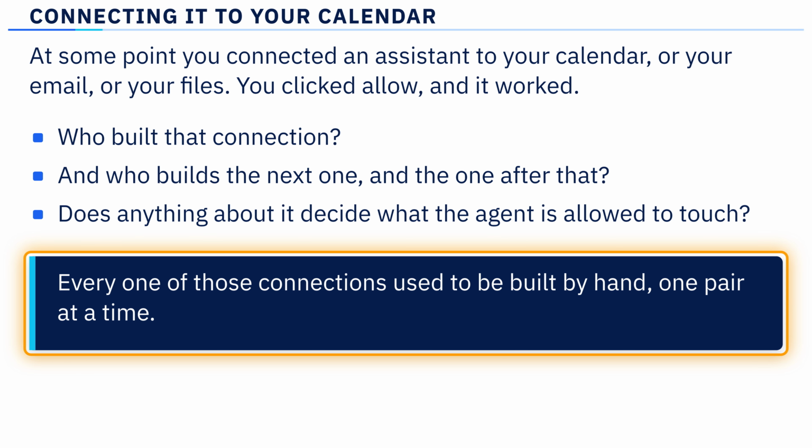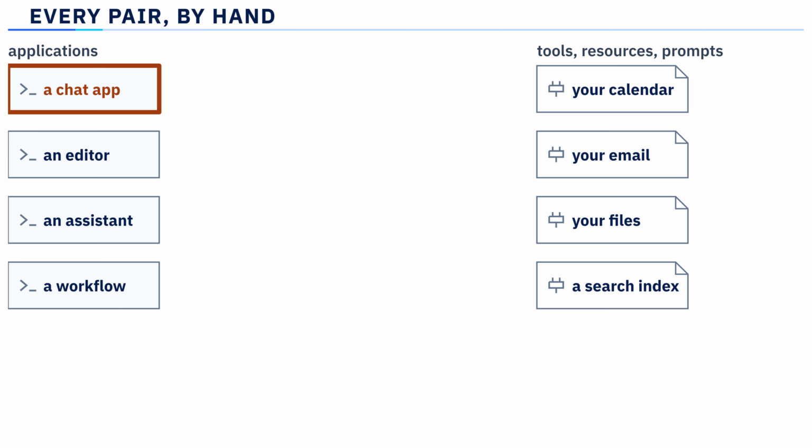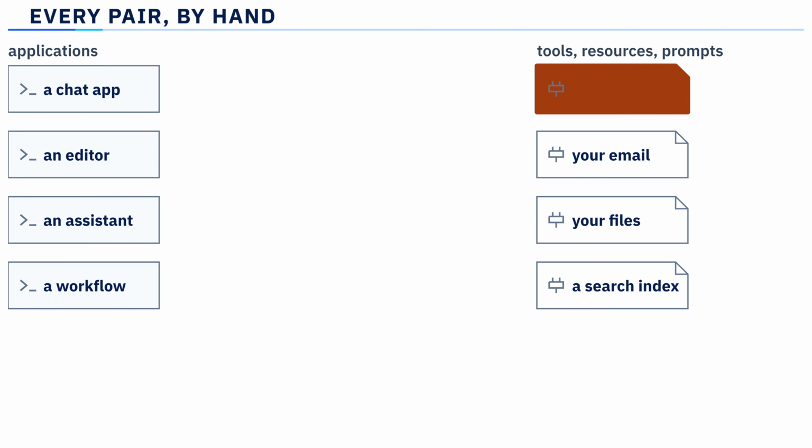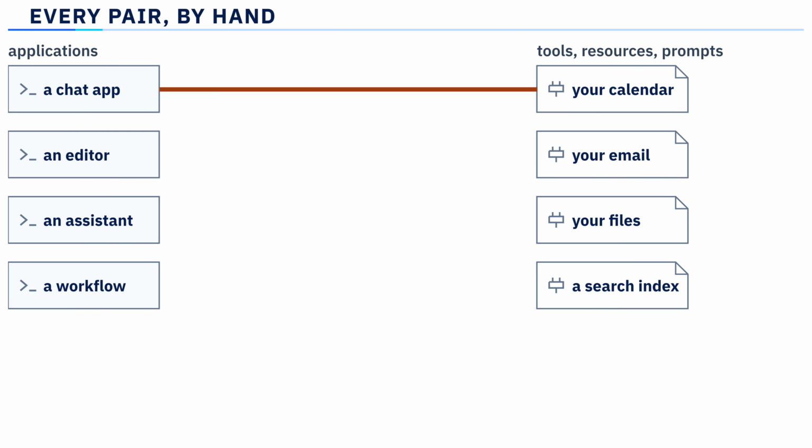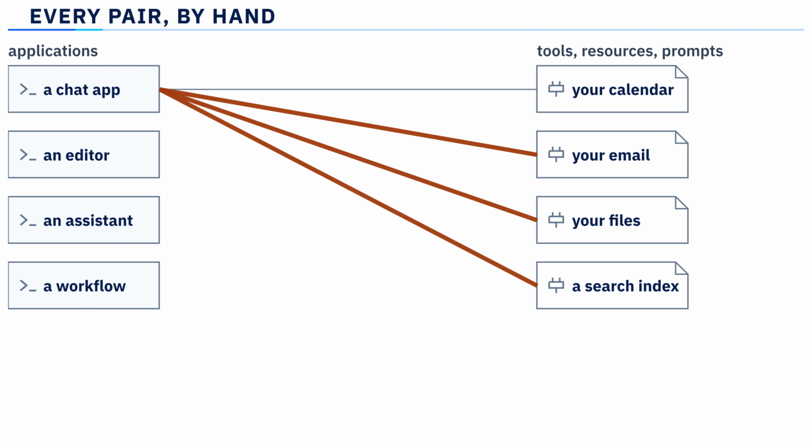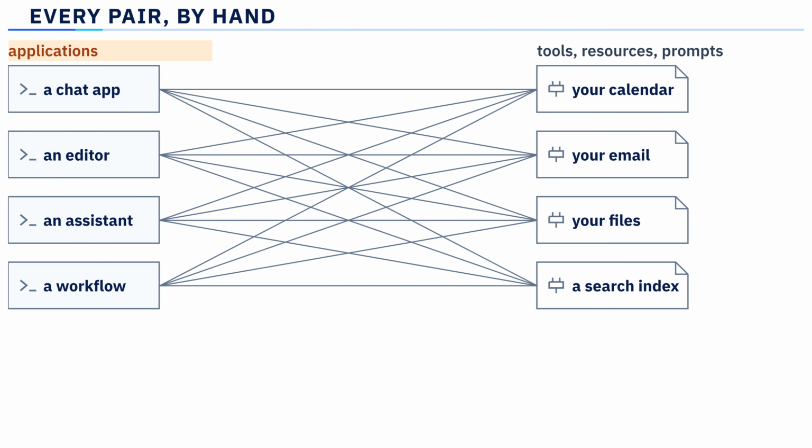Connections like that were mostly built by hand, one pair at a time. On the left, applications. A chat app, an editor, an assistant, something running in the background. On the right, the things they might want to reach. Your calendar, your email, your files, a search index. Take one connection. Somebody sat down and wrote it. And that app wants the other three as well, so that is 3 more. And then every other application wants the same 4. 4 applications, 4 tools, 16 separate pieces of work.